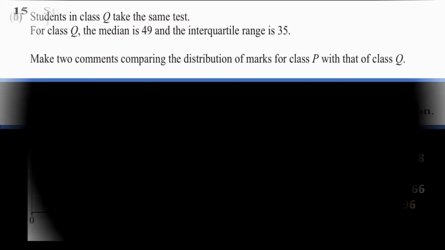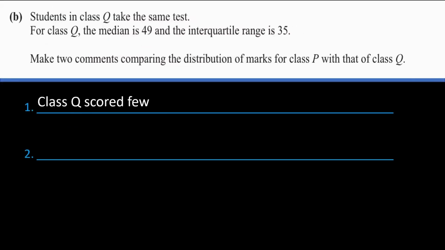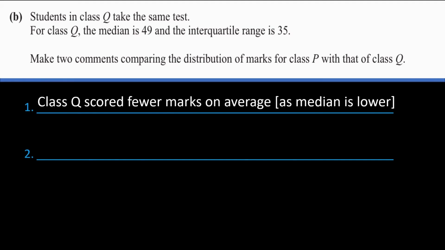And so when we make comparison with that, we'll say that class Q scored fewer marks, looking at that average, which is the median, because it's lower than that of class P. Now, the next is to use interquartile range, and that has to do with spread.